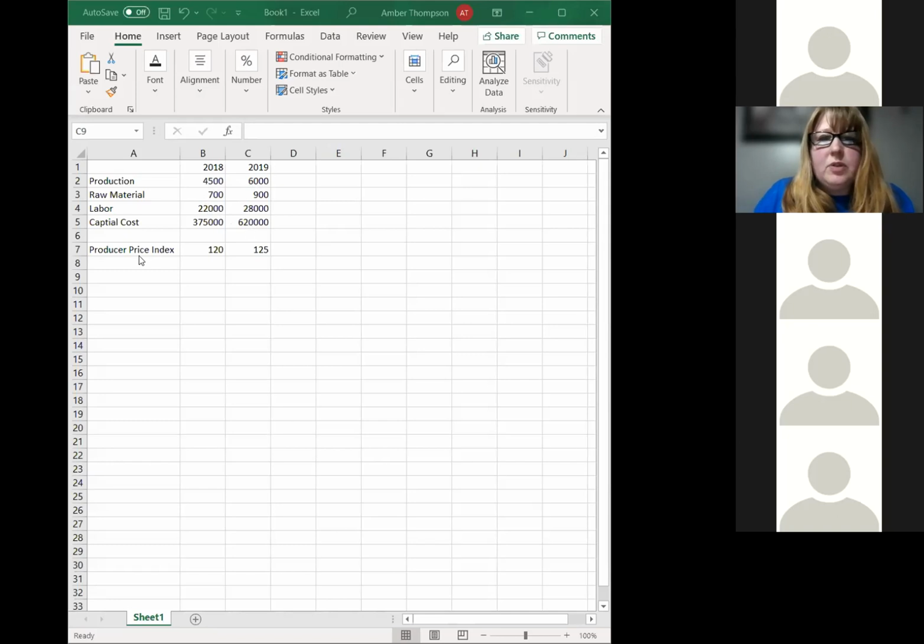Now, the difference is this producer price index. The way that we can figure out the equivalent of 2018 and 2019 is this producer price index, and we're trying to find the difference here. So when we divide that 120 into 125, we get a difference of 1.04. Okay, and that's our, we'll say delta PPI, our change in PPI.